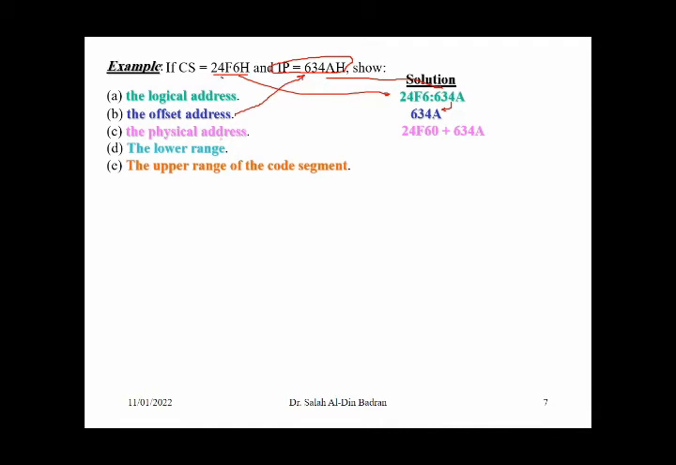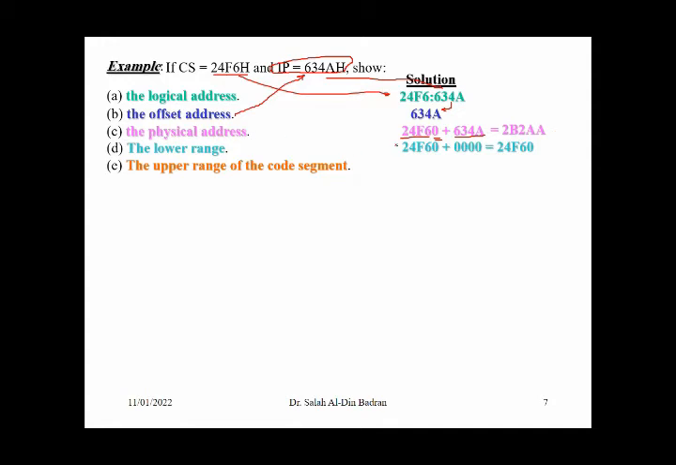You take this number and append 0. Add it to the contents of the IP, the offset, this one. The result is this number, 5 digits, 20 bits. This is the physical address, always 20 bits.